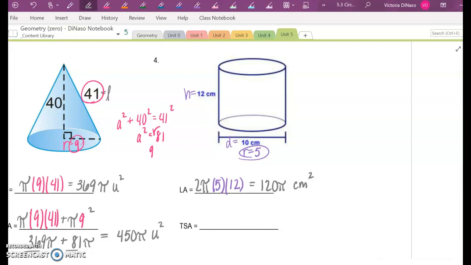And then for the total surface area, then we have 2 pi RH plus, now we have 2 pi, and then we have r squared. So again, my radius is 5. So in your calculator, you're typing in 2 times 5 squared, and you get 50 pi. So then from there, we can add 120 plus 50 to get 170 pi centimeters squared.